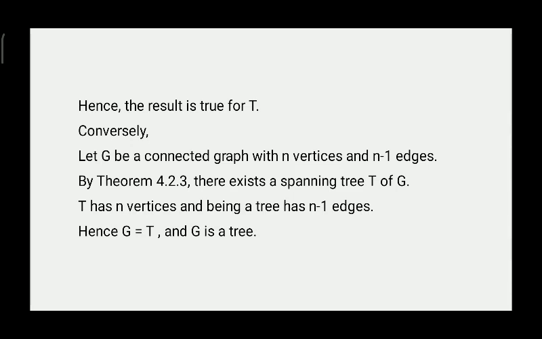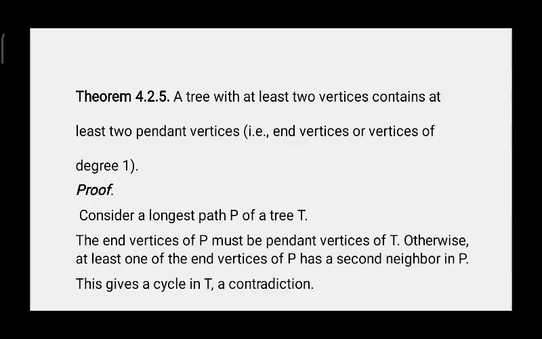Suppose, for the converse part, I assume G is a connected graph with n vertices and n minus 1 edges. Therefore, by the previous theorem, there exists a spanning tree T of G, and T has n vertices, and being a tree, it has n minus 1 edges. Therefore, G is isomorphic to T. Therefore, G is also a tree.